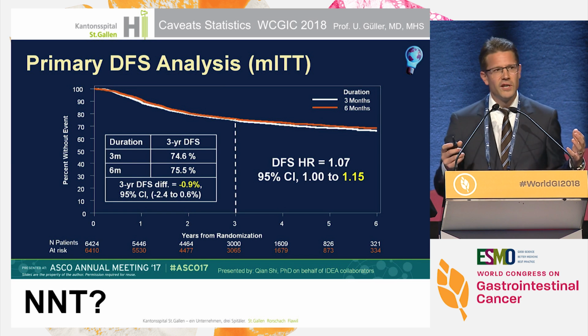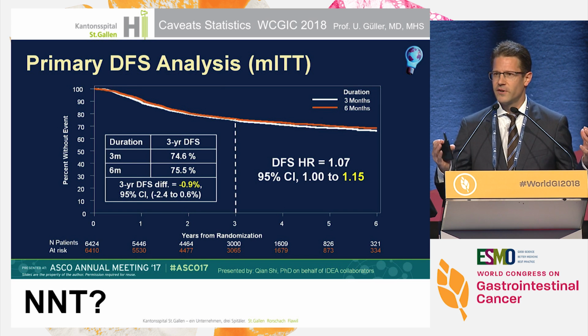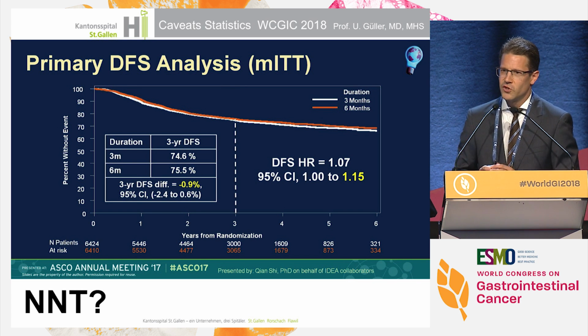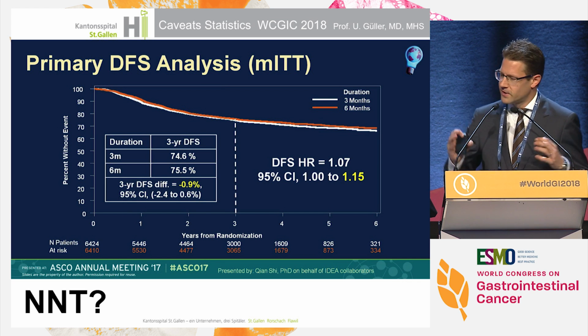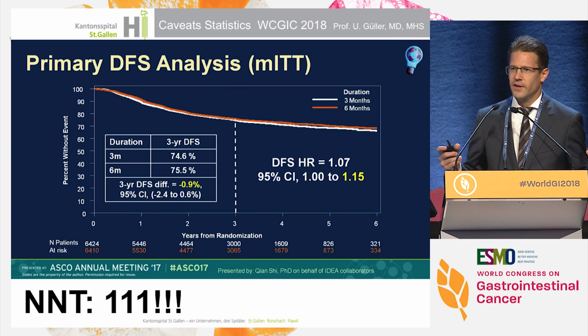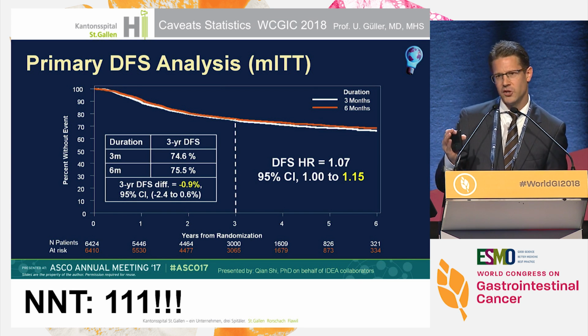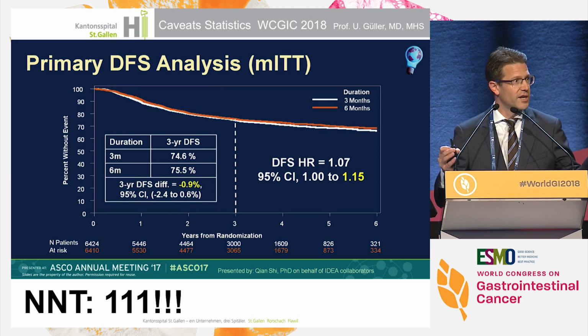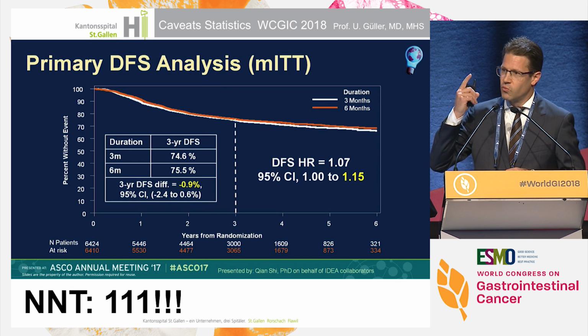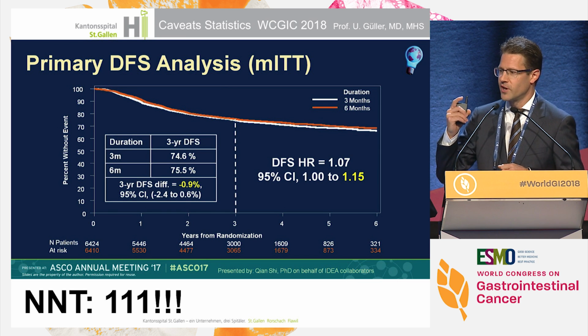Now, what is the number needed to treat here? And again, it's very, very simple, and I really want you to take this home with you and use it in your clinical practice. It's the inverse of the absolute risk reduction, and it's 111. That means you need to treat 111 patients with 6 months of chemotherapy instead of 3 months, with the associated toxicity, to prevent 1 recurrence at 3 years.